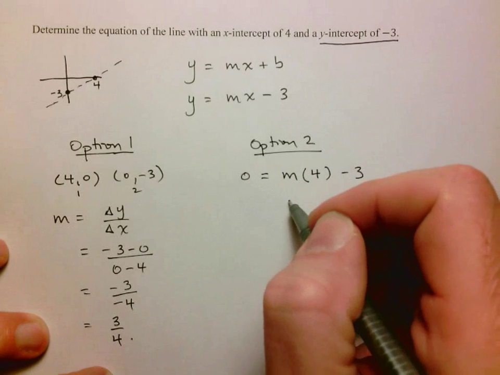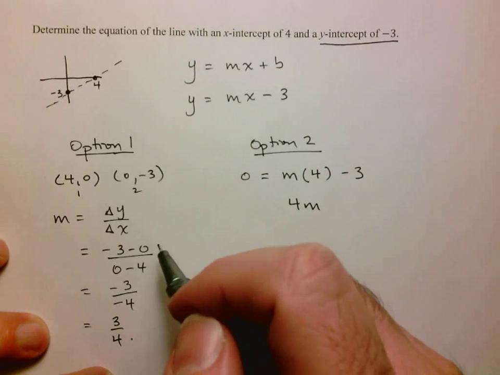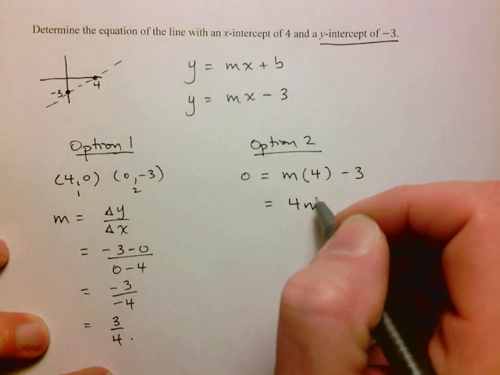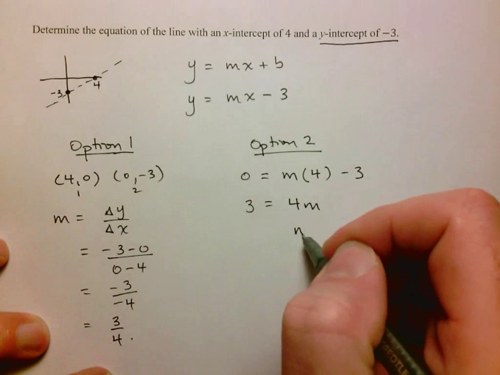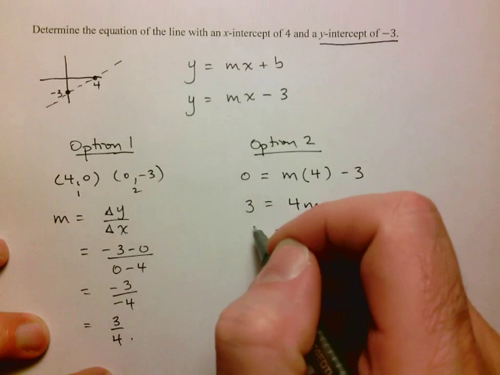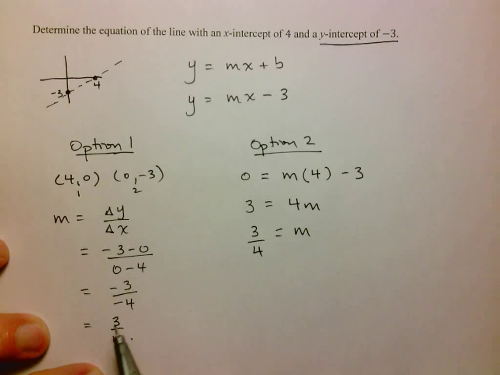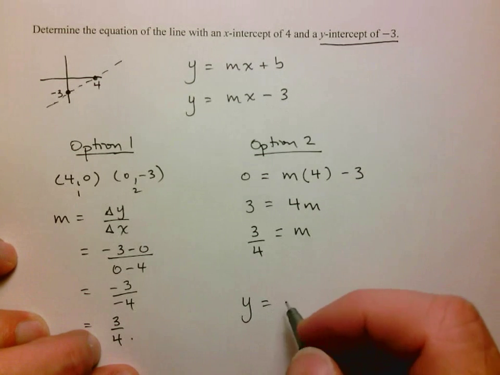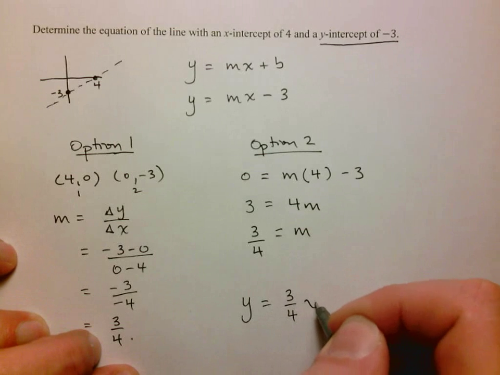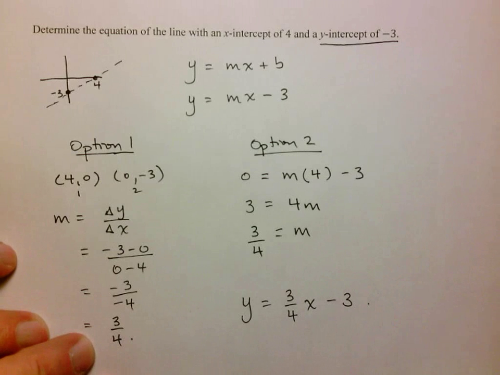Here I have 4m. Let's bring the -3 to the other side since I want to solve for m. So I add 3 to both sides, and I solve for m by dividing both sides by 4, so m is equal to 3 over 4. And we see I get the exact same answer as before. In the end, the final answer to this question is y equals m, which is 3 over 4 x, minus 3, which is the y-intercept.